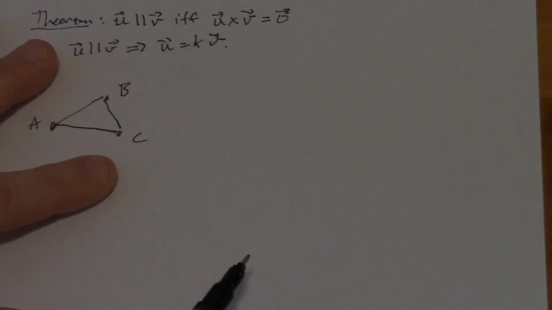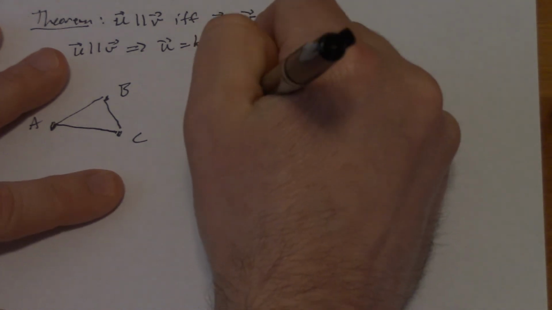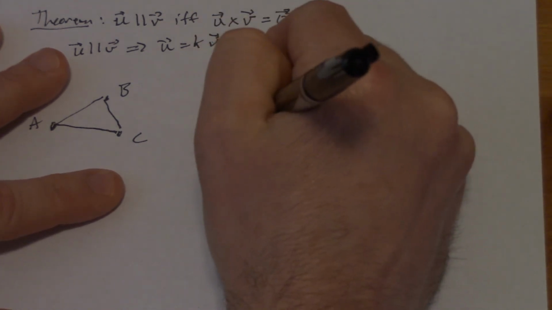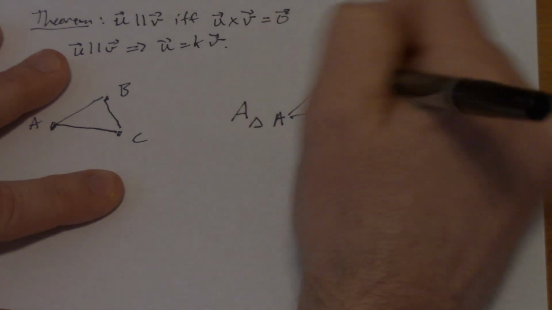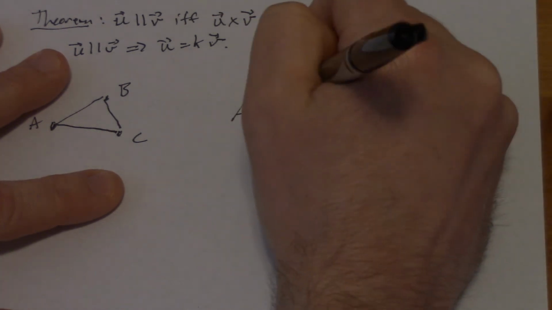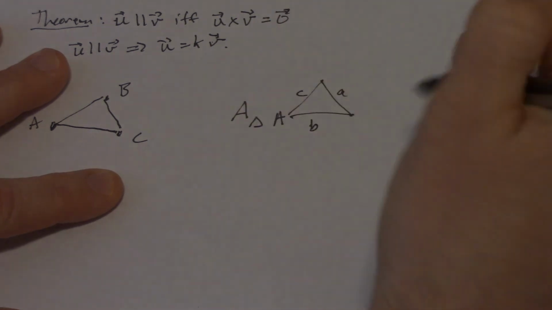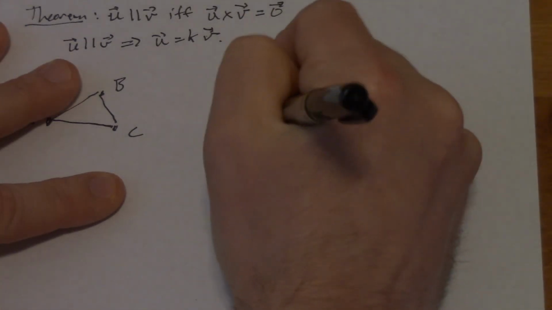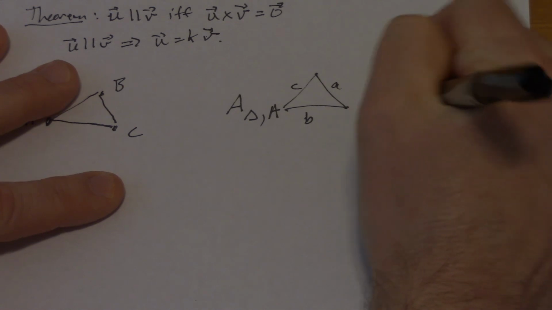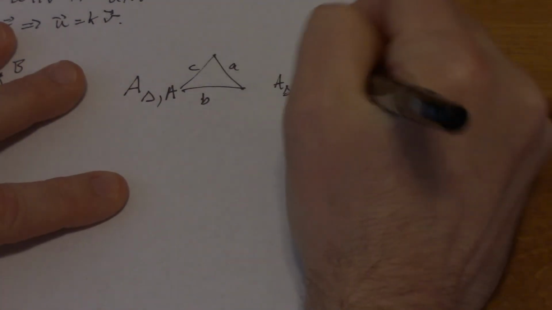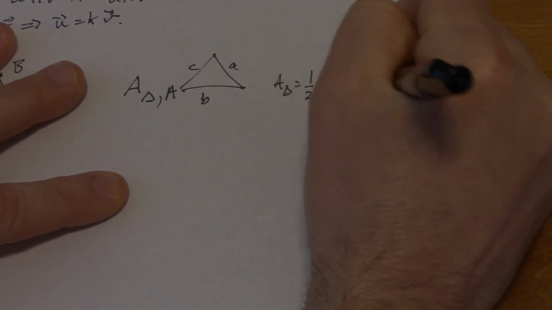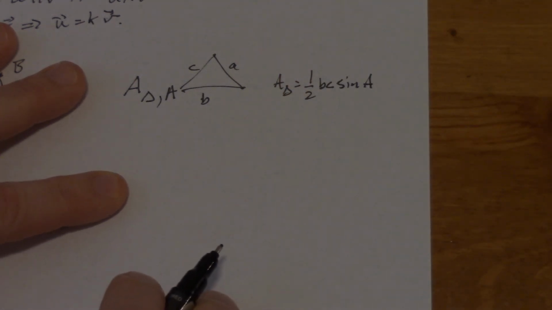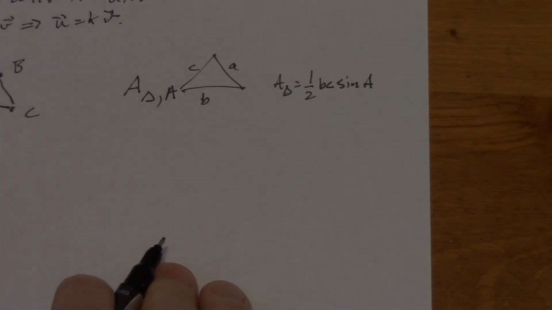So first of all, we're going to get something with the cross product, but we're going to derive that from the picture over here. So if this is my angle A and sides of length A, B, and C, and I want to know the area of that triangle, then the area of the triangle is 1/2 BC sine A. It is one of the best formulas for the area of a triangle. Much better than 1/2 base times height.